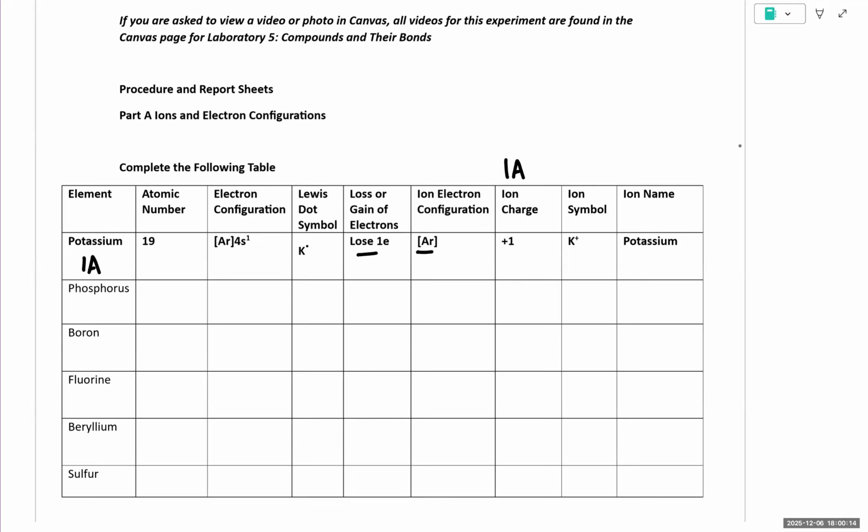Let's do another example. You're going to want to have your periodic table for all of this. So we're going to pull open our copy of the periodic table.